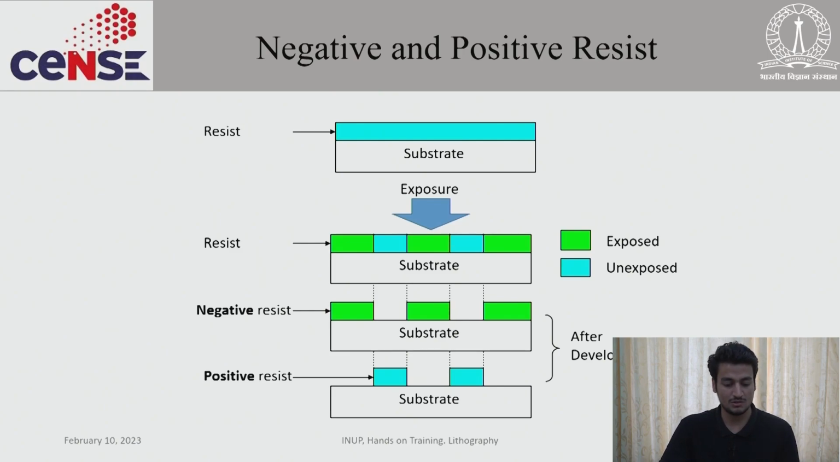So how will negative and positive resist look after the process? As you can see, we have a resist layer over this substrate, and when we do the exposure, depending on the type of the resist, if we are exposing this green part here, it will stay if it's a negative resist. If the exposed area is getting away, that means it's getting developed, so it's a positive resist. In a positive resist, the exposed area will come out in the developer solution, and in a negative resist the exposed area will stay there.